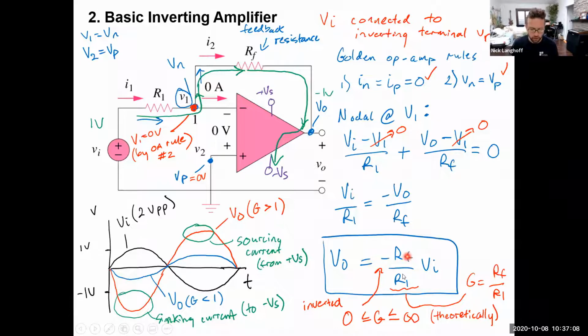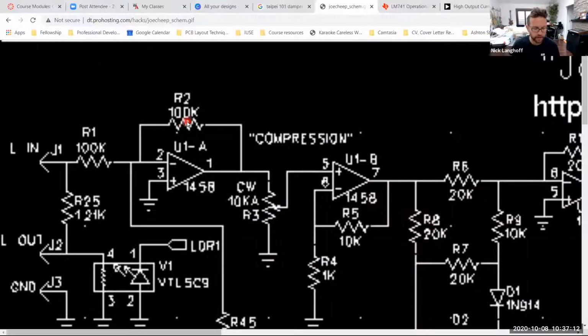Remember, the gain is RF over R1. So the feedback resistor is 100K. R1, which is also coincidentally labeled R1 in this schematic because it's the first part, is 100K. That means the gain of this op-amp stage is 100K over 100K. It's a gain of 1. But remember that it's an inverting op-amp, so it's a gain of -1.